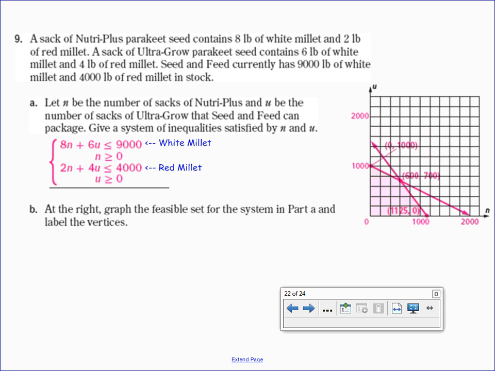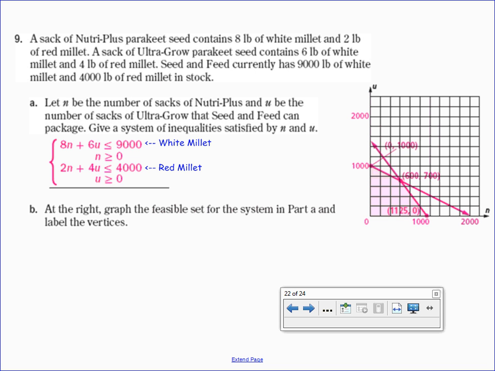So I want you to consider the number of sacks N of NutriPlus and U of UltraGrow that Seed and Feed could package. They take this bulk red millet and bulk white millet, and they make NutriPlus sacks to sell, and they make UltraGrow sacks to sell their parakeet seed. What we want to do is translate the given information into a system of linear inequalities. We're going to talk about this together to set up our activities on Wednesday. So let's make sure that N, the number of sacks of NutriPlus, and U, the number of sacks of UltraGrow, are non-negative.